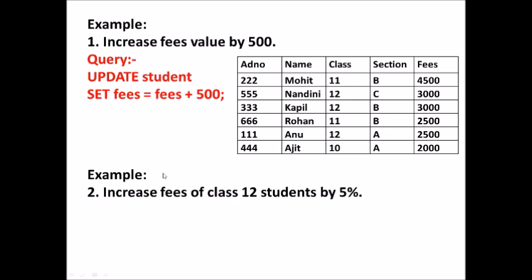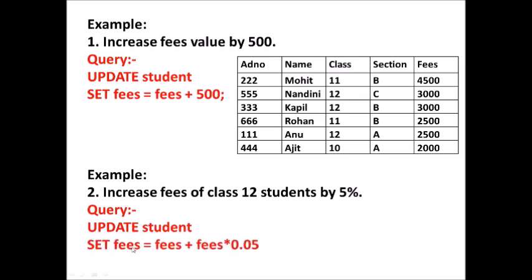Another example. Suppose we want to increase the fees of class 12 students by 5%. Again we want to increase the fees, but this time only of class 12 students by 5%. So now the query will be update student. So the first statement is the same, update followed by the table name. Set. What we want to change is the fees. So fees is equal to fees plus fees into 0.05, because now it is not given in rupees, it is given in percentage. So percentage is calculated as the fees into 0.05. 5% means 5 upon 100, that is 0.05. Now it is to be done only for class 12th students. So the condition should be used here, that is where class is equal to 12.